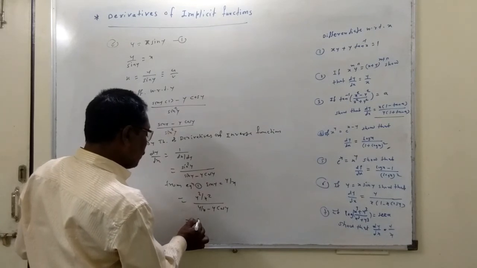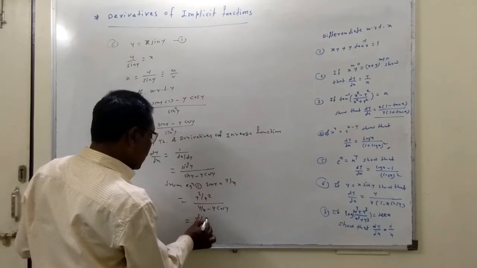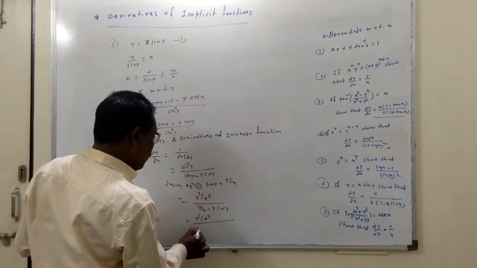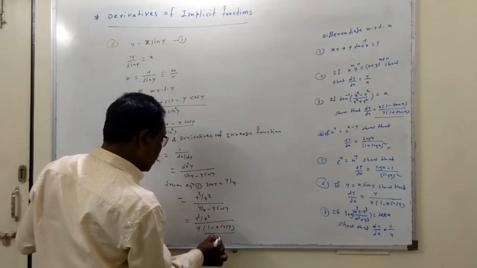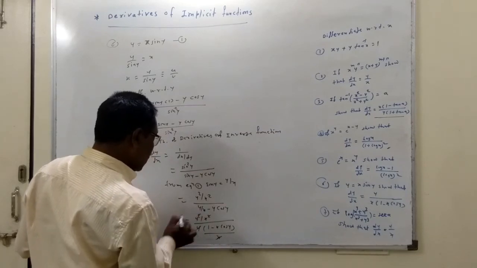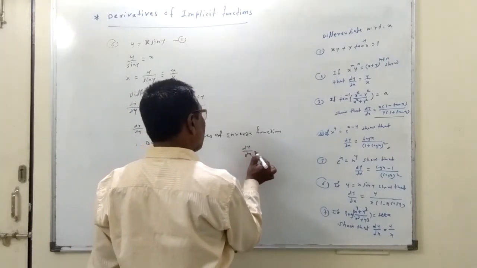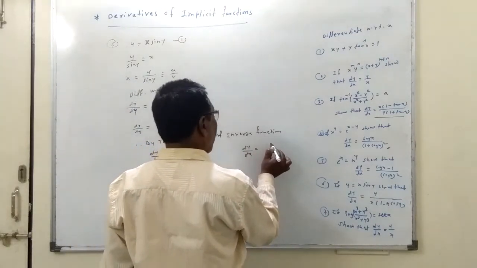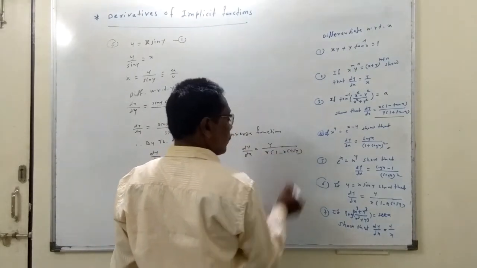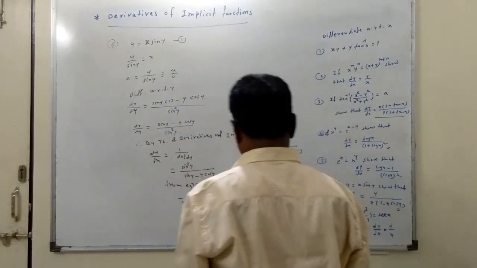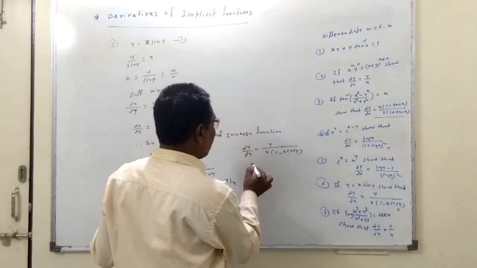So that is equal to y square divided by x square, divided by y taken outside, 1 minus x cos y divided by x. Now this gets cancelled here. So dy by dx is equal to y divided by x into 1 minus x cos y. So always your concentration must be on the result, and then some simplification is required. So that is the result, hence proved.